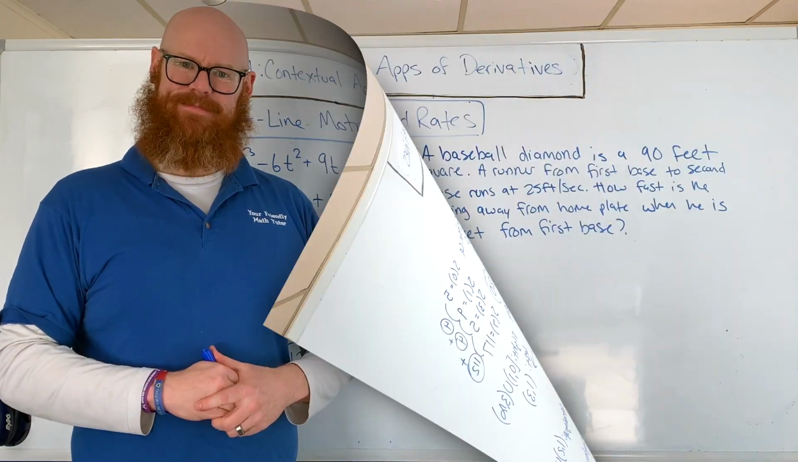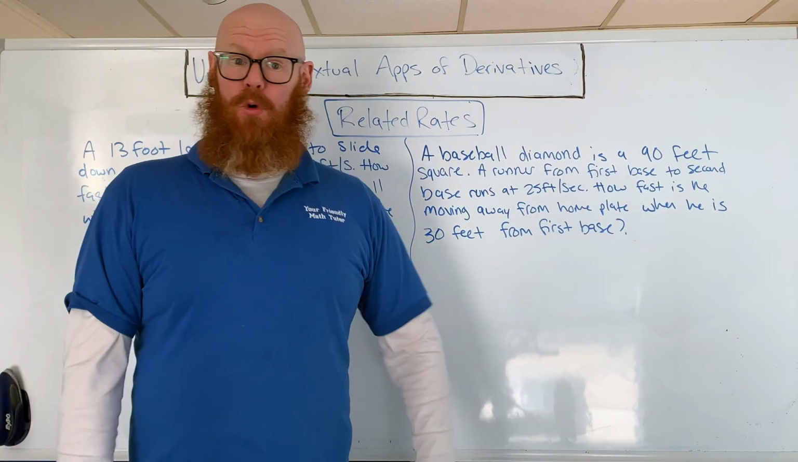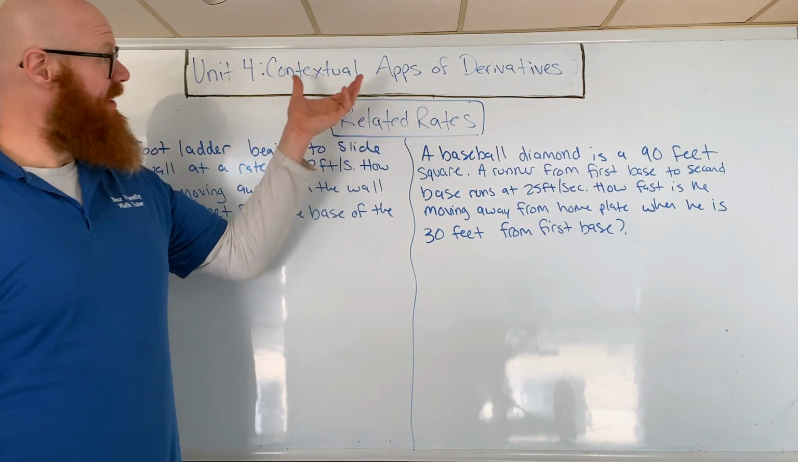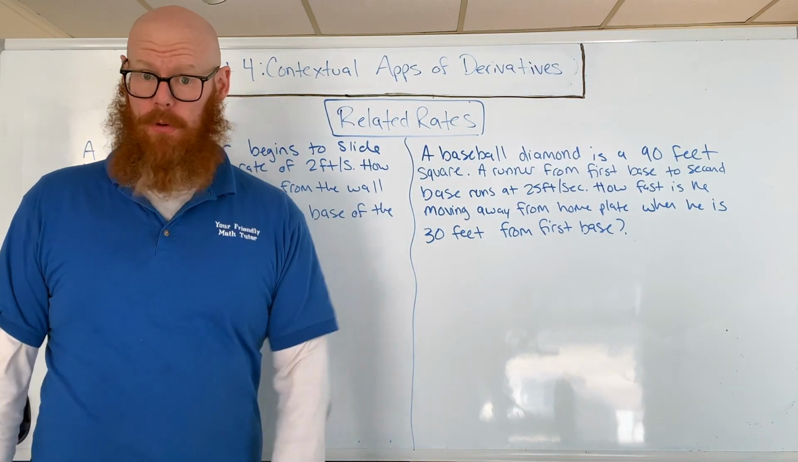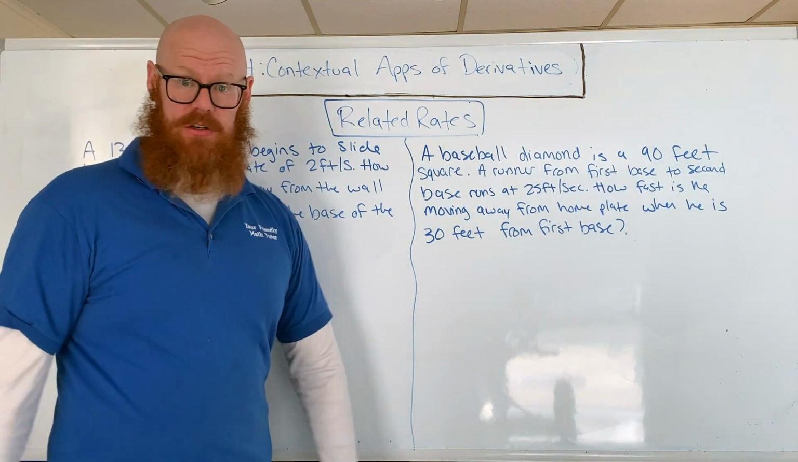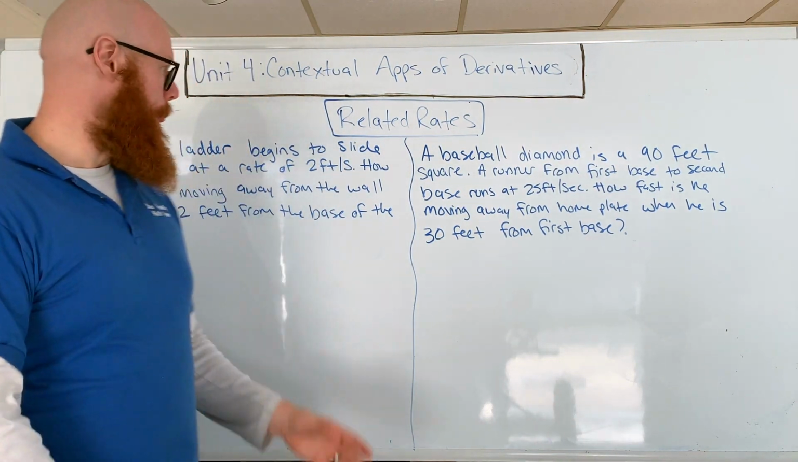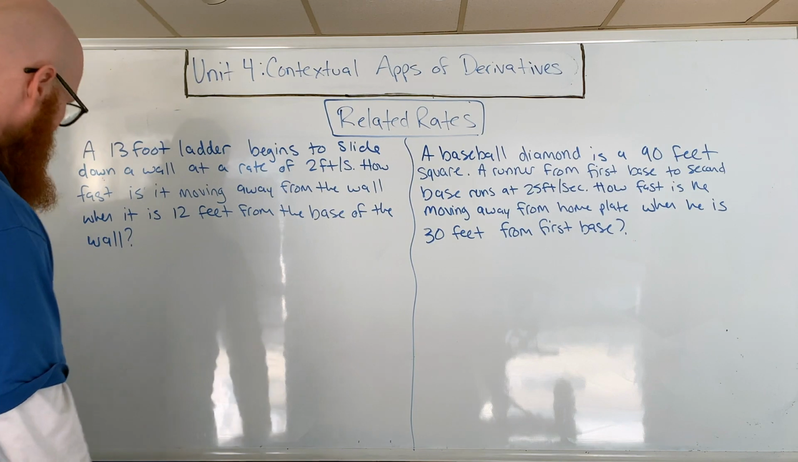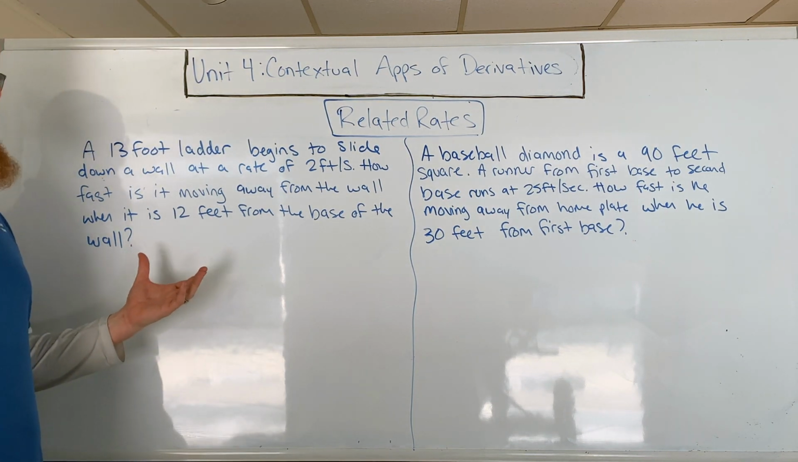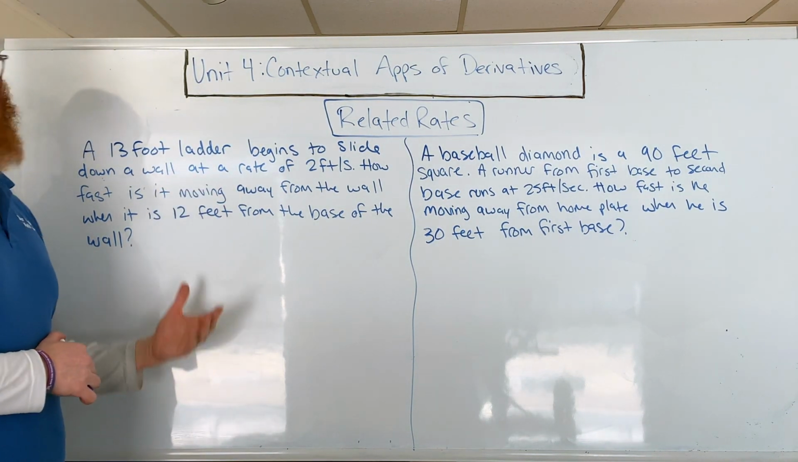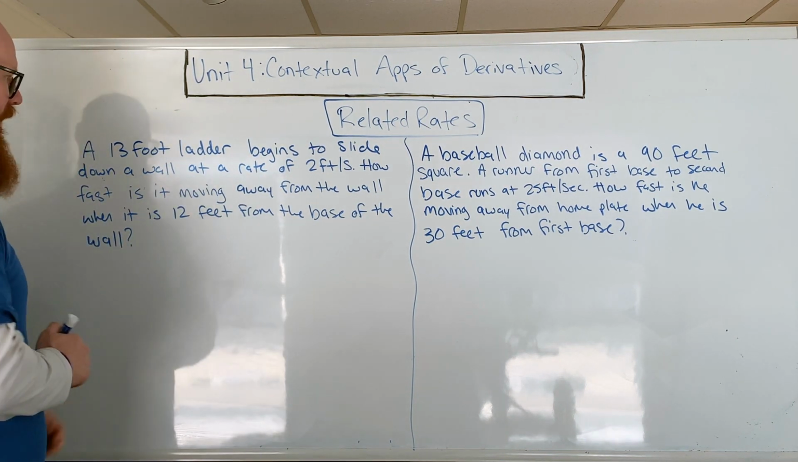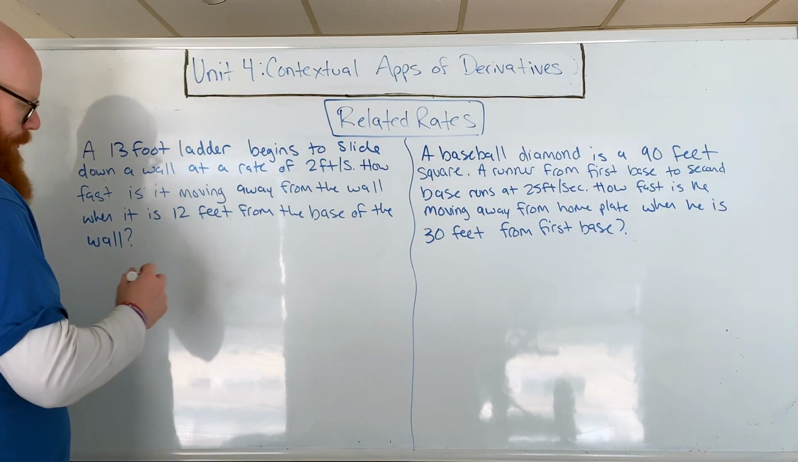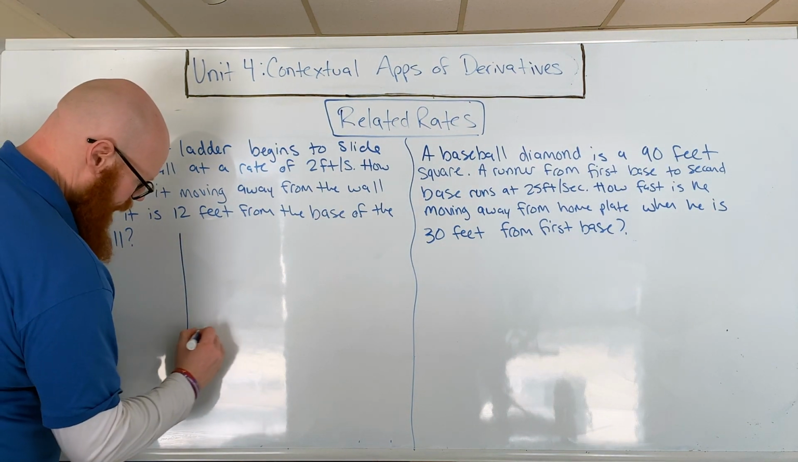All right, let's move on to the next contextual application of derivatives, and that's related rates. We're going to go over 4 problems. In the next week's lecture, we'll do even more. So for right now, let's start with the quintessential related rate beginner problem, which is the ladder problem. So we got a 13-foot ladder that begins to slide down a wall at a rate of 2 feet per second. So I'm going to try to model this out here.